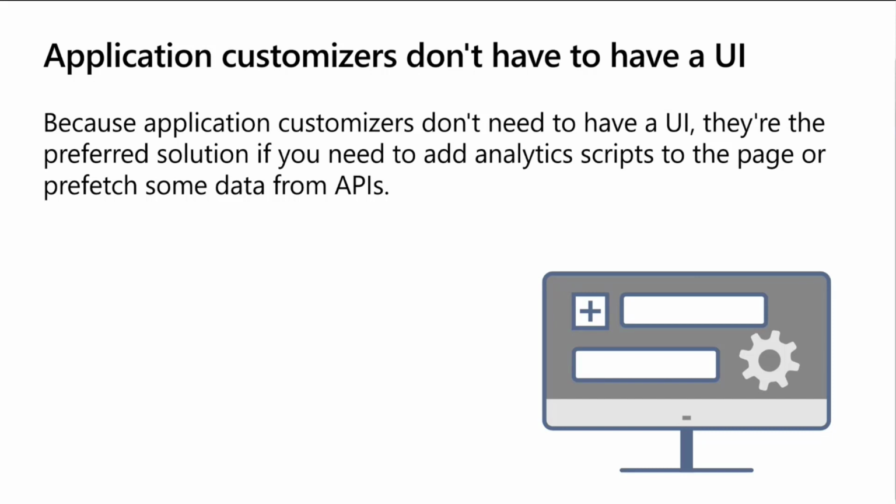Now, application customizers don't have to have a UI. They might be something where you want to have, for example, Google Analytics or some other analytics tooling, which is tracking the user view. Google Analytics is quite a typical scenario for this.